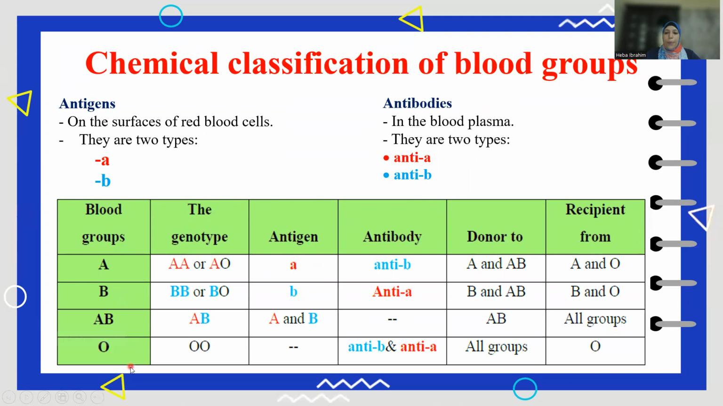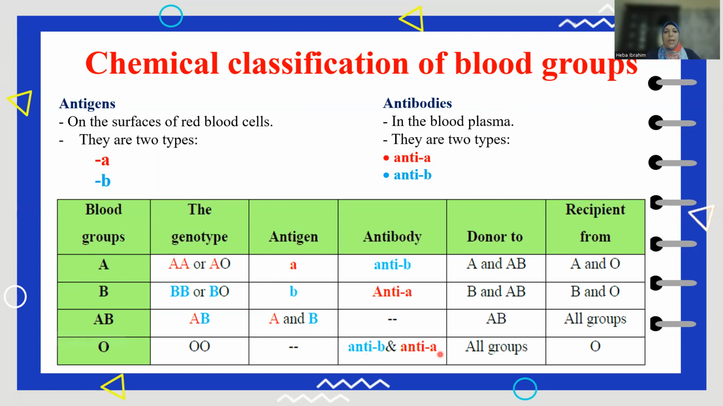Each blood group from the 4 blood groups has its own antigens and antibodies. So let's start with blood group A. It has antigen A and antibody B. Blood group B has antigen B and antibody A. Blood group AB has two antigens, A and B, but no antibodies. Blood group O has no antigens, but it has the two antibodies, anti-B and anti-A.